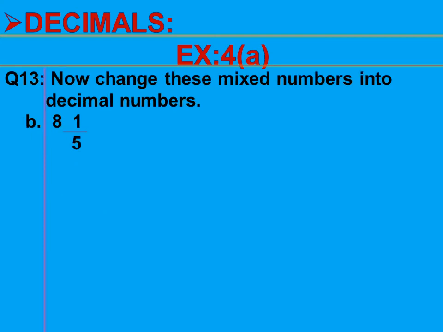Now we will move to the next part. In the next part, we have a mixed fraction like 8 1 by 5. Again dear students, you can see that we have a denominator different from 10 or a multiple of 10. We have 5. So first we will make it 10 or a multiple of 10.